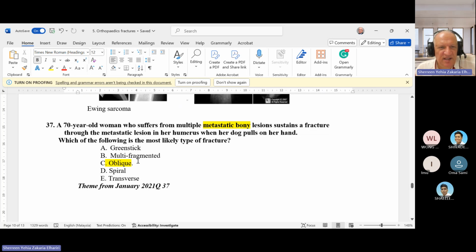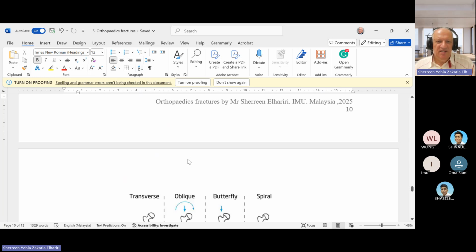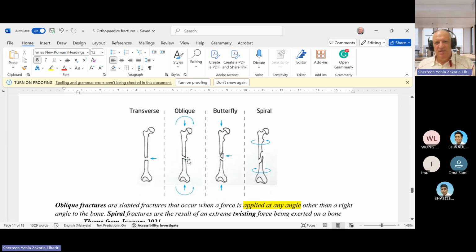Some funny question, like mechanism of trauma. A 70-year-old woman suffering from multiple metastatic bone lesions sustains a fracture through the metastatic lesion in her humerus when her dog pulls on her hand. If you see, the mechanism of trauma is different.